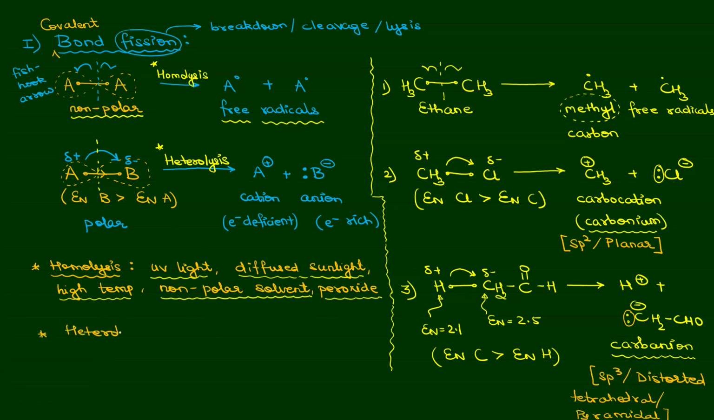Heterolysis has only one important condition, and that is the presence of a polar solvent. The universal polar solvent we all know is water. So water breaks down polar covalent compounds into ions. You can relate this with the famous example of HCl, which is a covalent compound, but when dissolved in water, it breaks down into H plus and Cl minus in aqueous solution. That is the simplest example with regard to heterolysis.